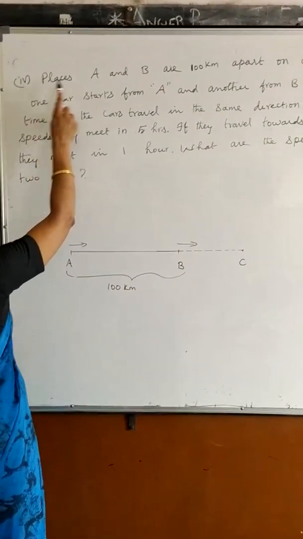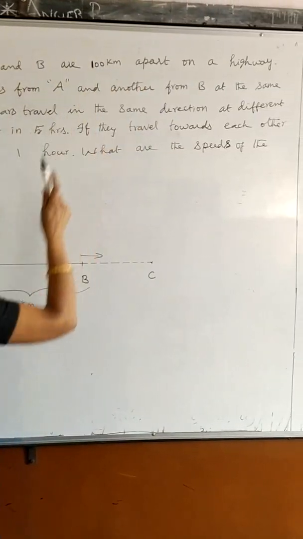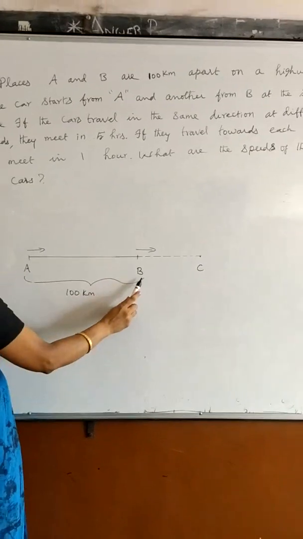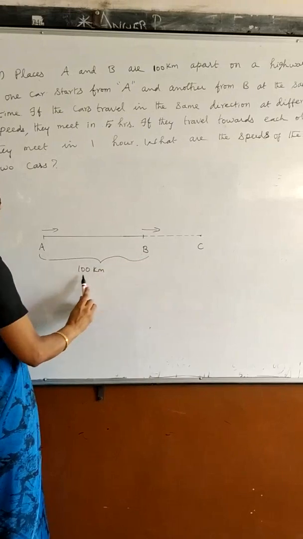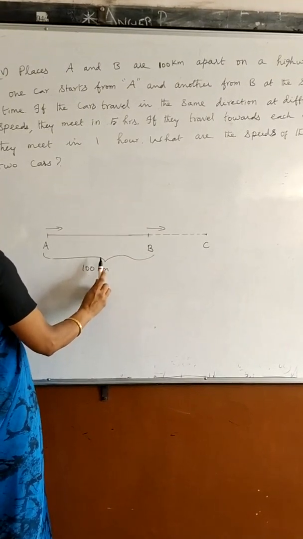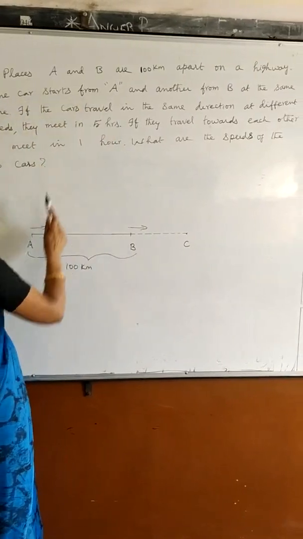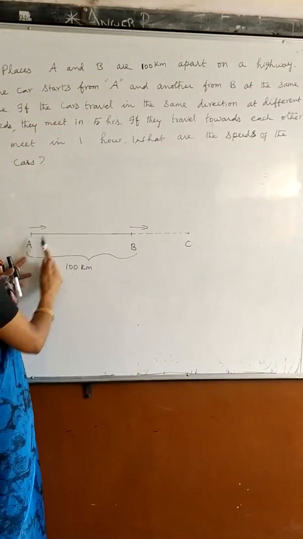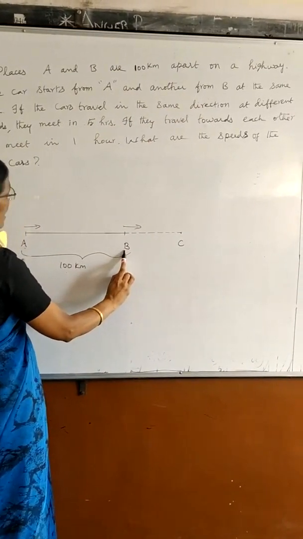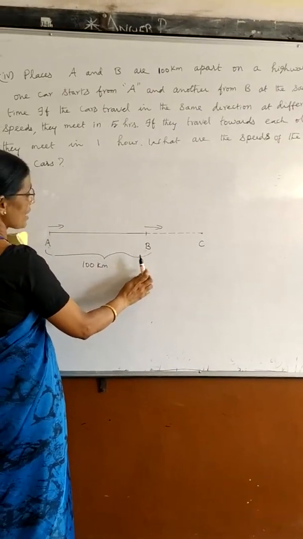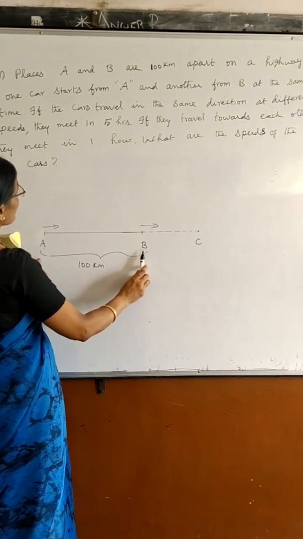Fourth problem is, places A and B are 100 kilometer apart. So I have taken two places A and B. These two are 100 kilometer apart, means the distance between these two is 100 kilometer. This is on a highway. One car starts from A, and another car starts from B at the same time. So the time is same. At the same time, the car from the point A and the car from the point B start.